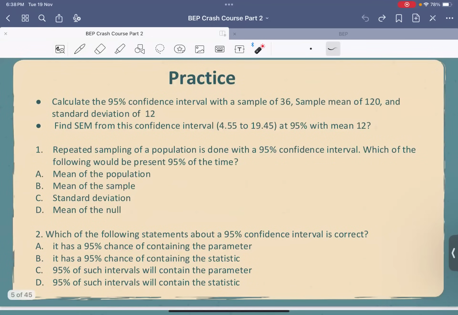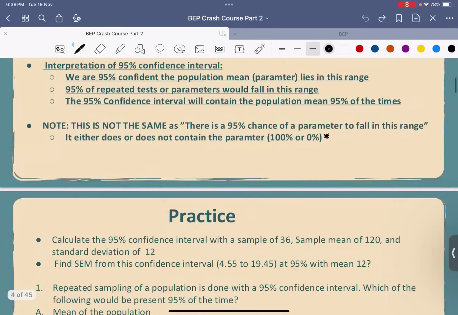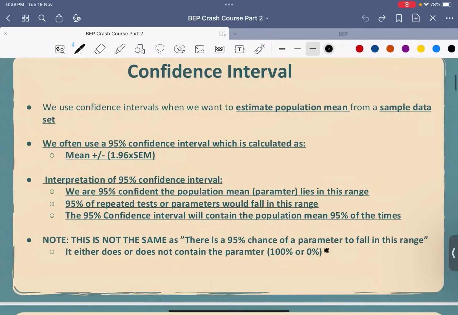Okay, so let's practice. It says calculate the 95% confidence interval with a sample of 36, sample mean of 120, and standard deviation of 12. So let's look at the equation of the confidence interval. It's the mean plus minus 1.96 times SEM. Okay, where do we get 1.96 from? Just to refresh our memory.